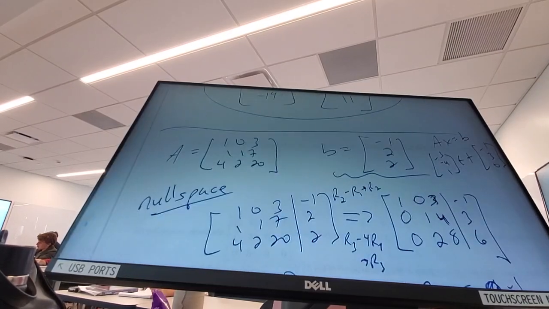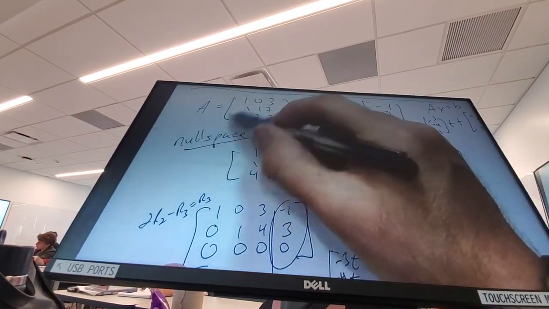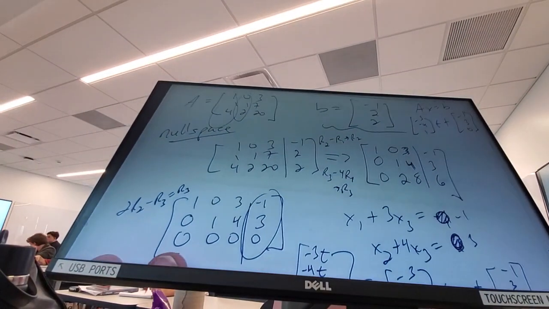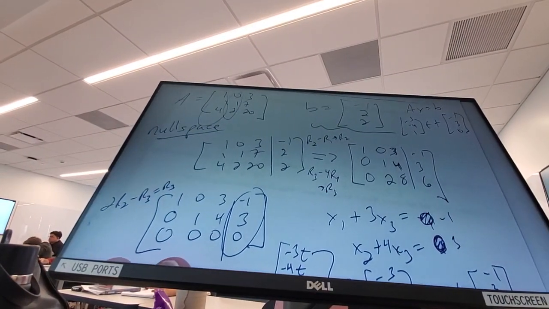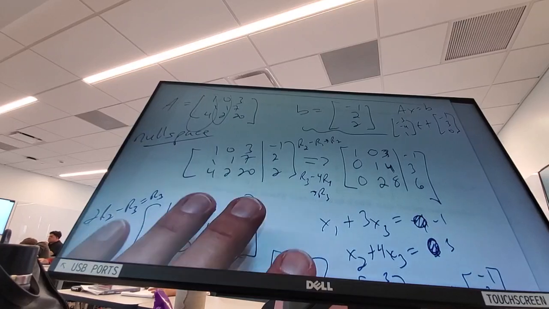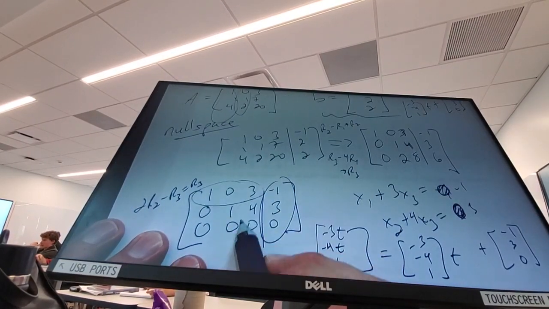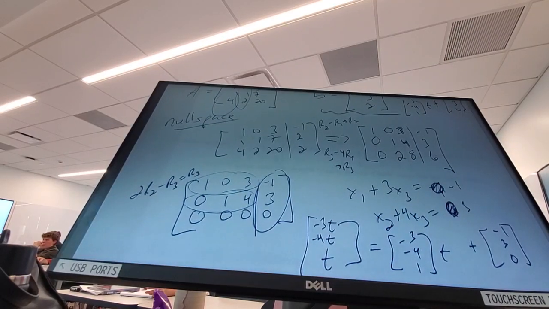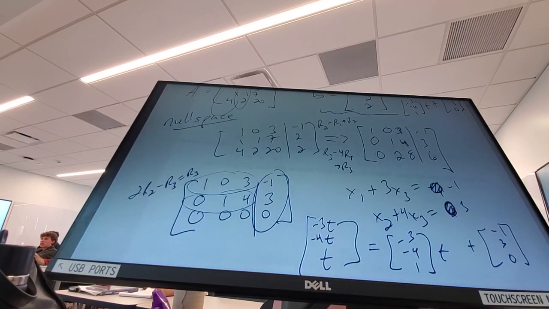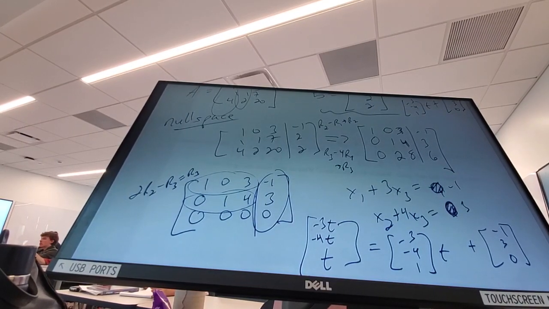But do you see how I can get the column space from the original columns? But where are my row space basis vectors? What are my row space basis vectors? Yes, it would be 1, 0, 3 and 0, 1, 4, yes? If I wanted to get my row space basis vectors from my original matrix, I'd have to transpose A and then row reduce it.